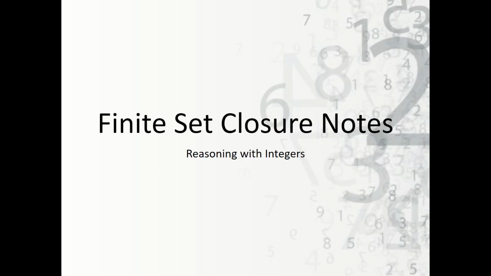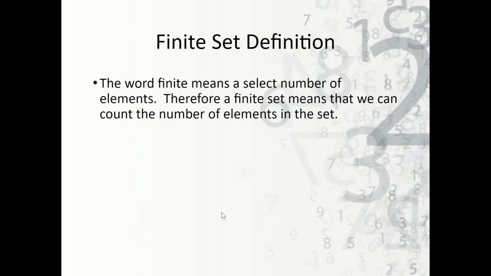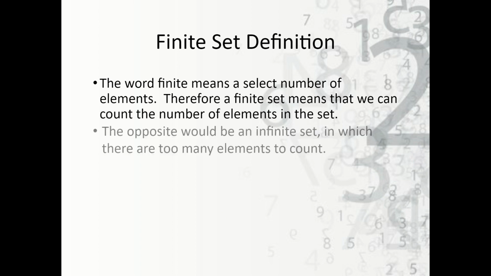Let's take a look now at the finite set closure notes. Our notes begin with our learning goals and success criteria. Now, what does finite mean? Finite means a select number of elements. Therefore, a finite set means we can count the number of elements in a set. The opposite of this would be an infinite set, which means there are too many elements to count.